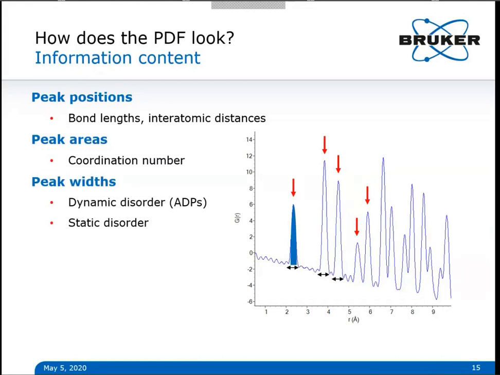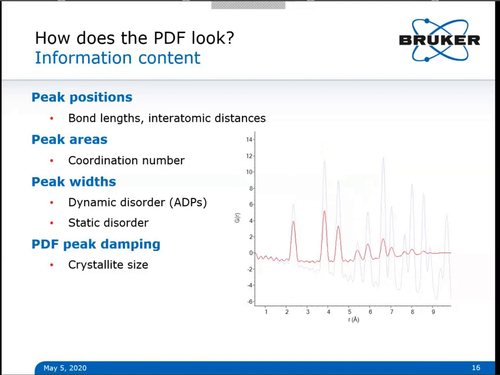The width of a PDF peak can tell us about the distribution of atom-atom distances. The broader the peak, the larger the distribution of distances. This could arise from dynamic disorder, like vibration of atoms along its lattice points, or from static disorder. And lastly, a small crystallite size in the sample will lead to a dampening of the PDF as a function of r. By looking at how far the PDF signal continues, we can calculate the particle or domain size. So as we can see, there's a wealth of information that can be extracted from the PDF.